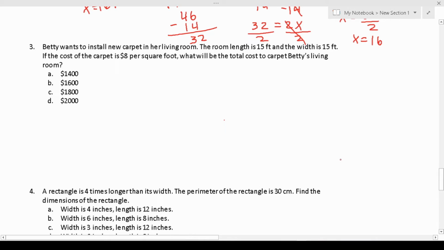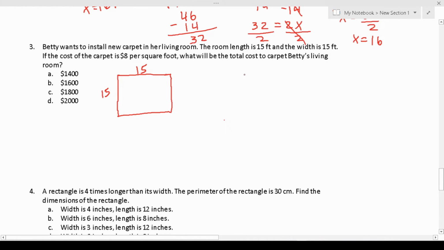All right, number 3 says Betty wants to install new carpet in her living room. The room length is 15 feet and the width is 15 feet. If the cost of the carpet is $8 per square foot, what will be the total cost to carpet Betty's living room? Okay, so let's, not surprisingly, start with the diagram here. In this case, we have to realize that her living room is 15 by 15. That is, it's a square.